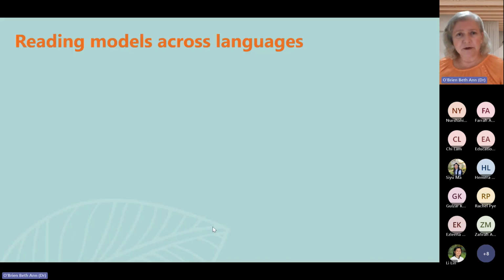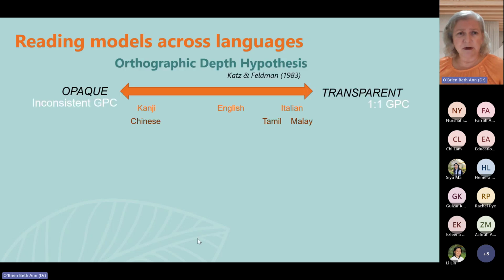So next I'll just go through another set of models, and these are models that specifically examine reading across different languages. So the first one is the orthographic depth hypothesis. This was posed by Katz and Feldman, and what they suggested was that different scripts are more or less consistent in terms of how the print maps onto sound.